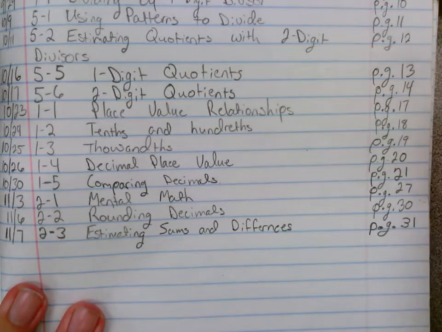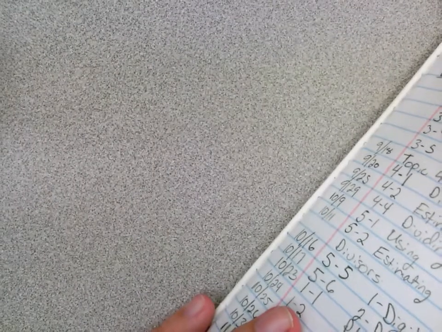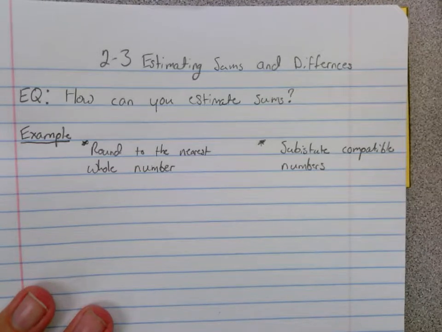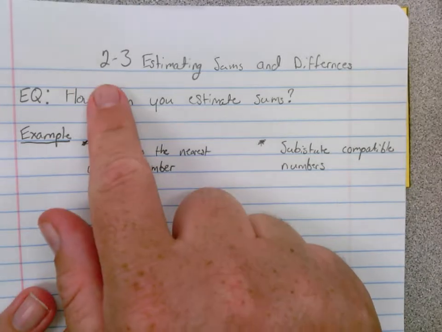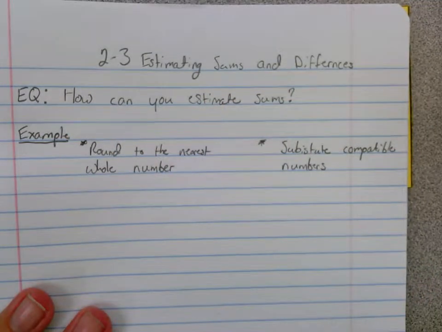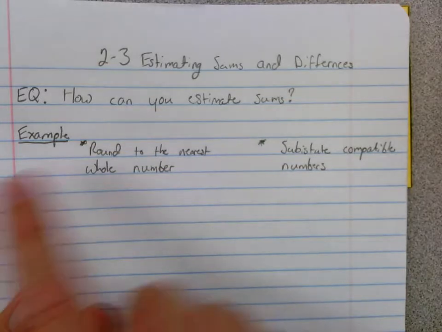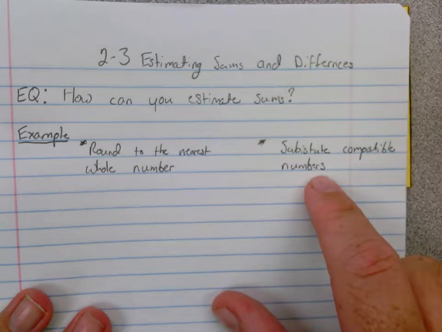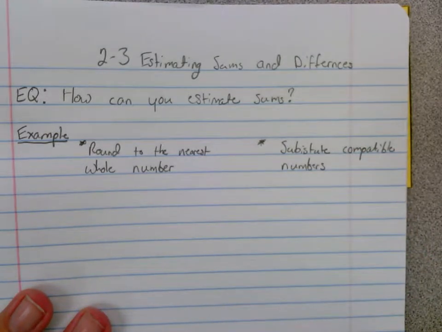I'm going to go ahead and move on to page 31 of my notebook. I already started writing some of the notes, so I'll get it nice and clear. I can pause here, and you can pause here so that you can get caught up on the notes before we start talking about the example. I have topic 2-3, estimating sums and differences. Our essential question: how can you estimate sums? For our example, we're going to start by rounding some numbers to the nearest whole number, and then do a second way, where we substitute compatible numbers. Go ahead and pause here until you're caught up.